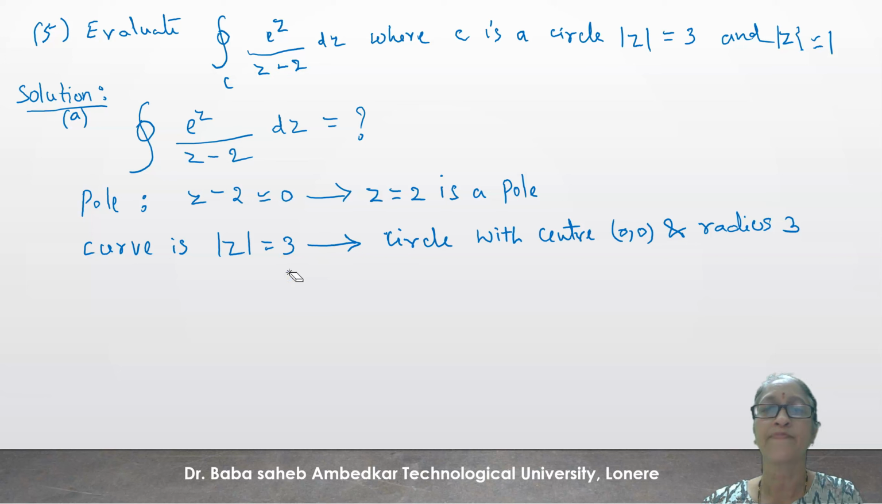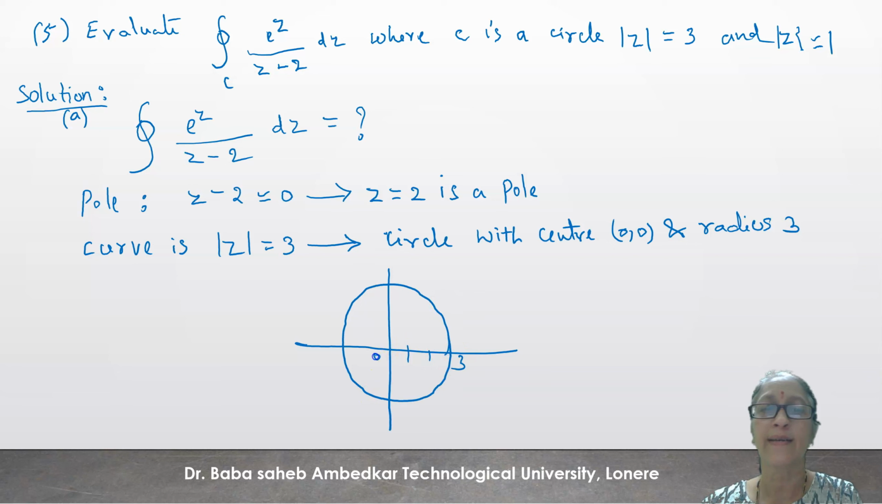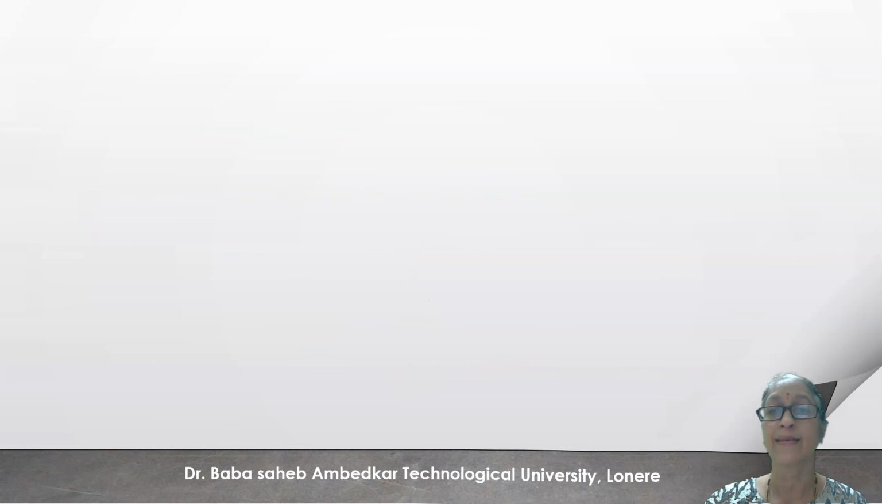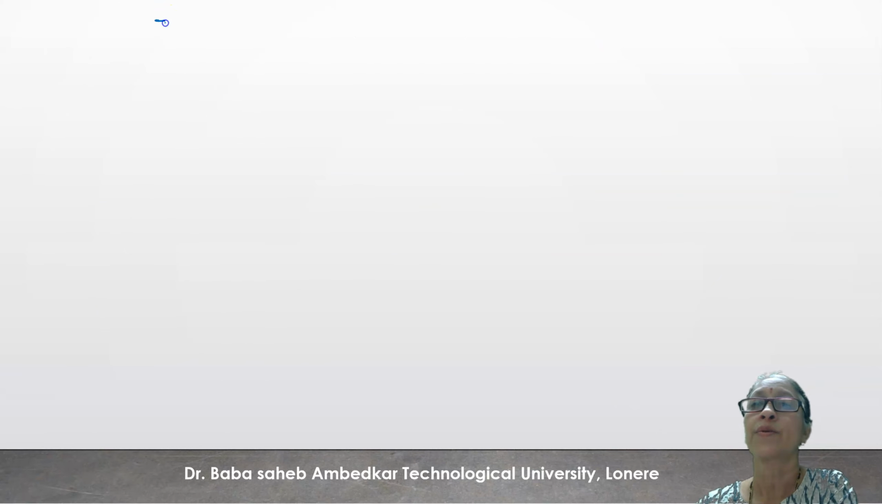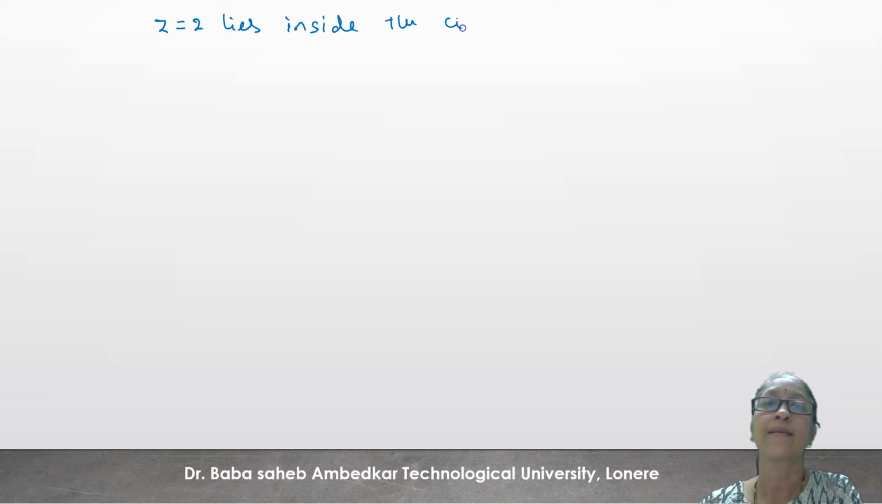Then plot this circle. If you plot this circle, here 1, 2, 3, the radius is 3, with the X-axis as the real axis and the imaginary axis. So here z equal to 2 lies inside this curve, inside the circle, right? So z equal to 2 lies inside the circle mod z equal to 3.